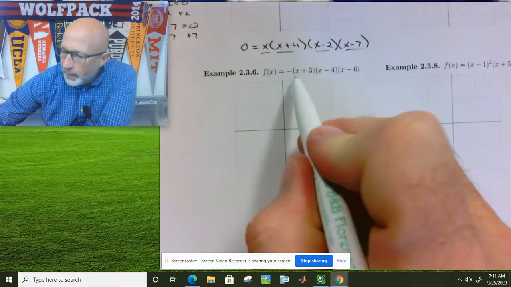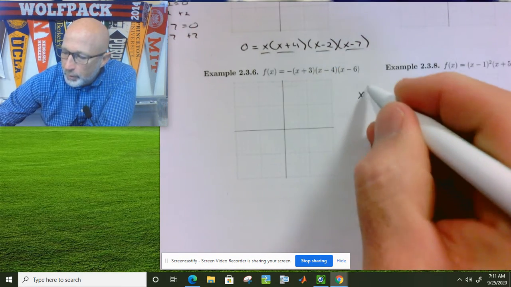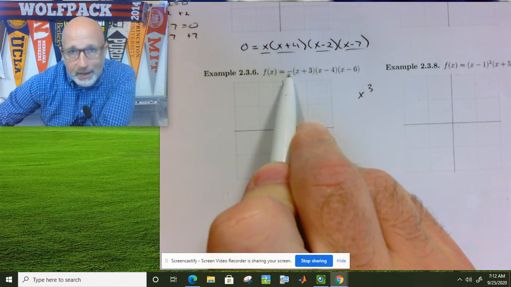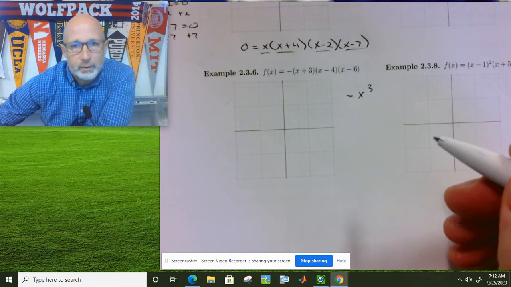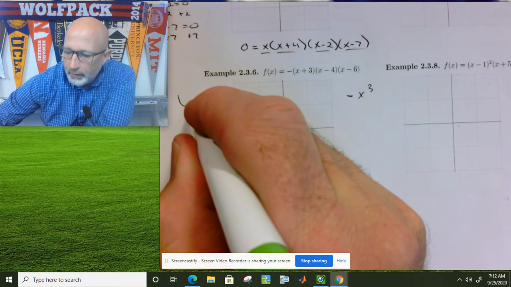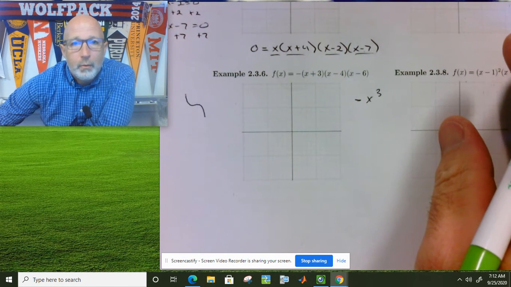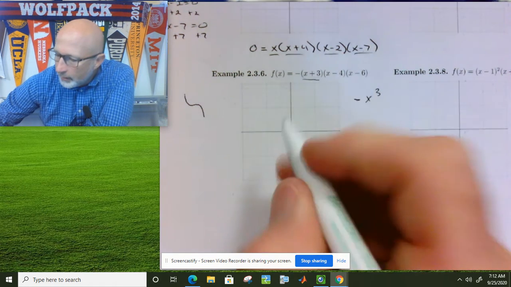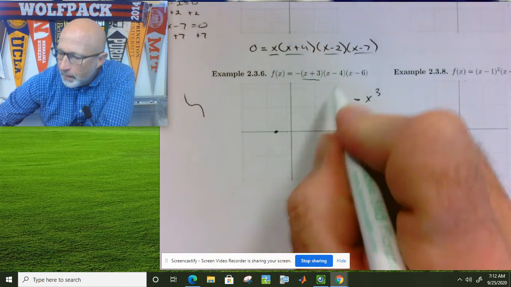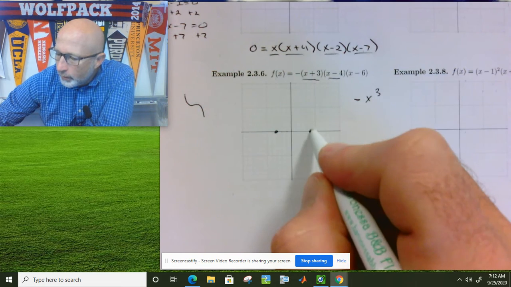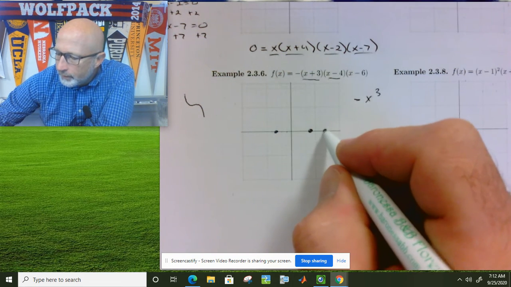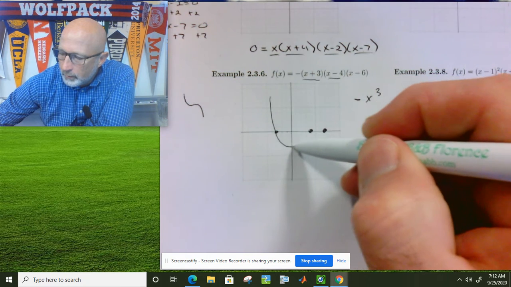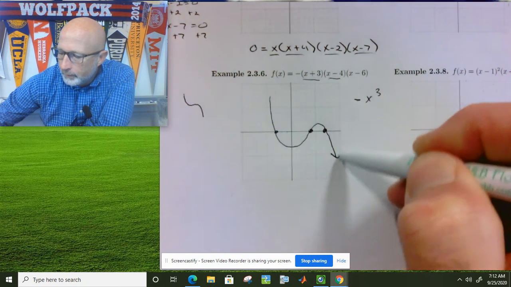So now when I multiply x times x times x, this is going to be a cubic function. And if you notice, x times x times x is going to be positive, but you have that negative in front, so this is a negative x cubed. That means the graph is going to go something like that. Now where are its x-intercepts? If you solve this one, you're going to get negative 3. If you solve that one, you're going to get positive 4. And if you solve that one, you're going to get 7. So the graph has to look like this. It comes down, goes up, and then back down again.